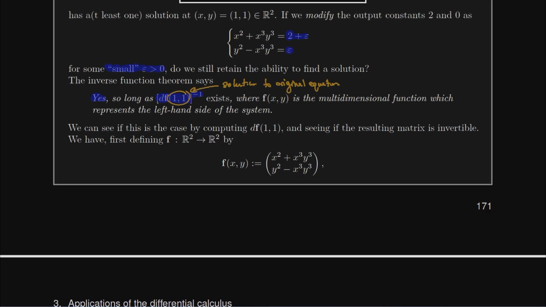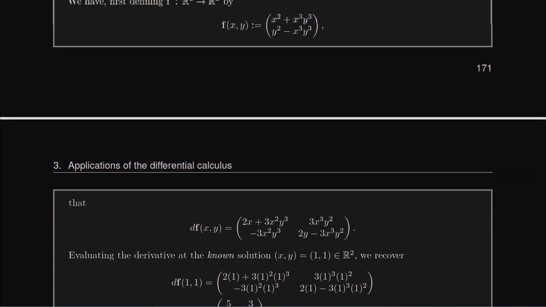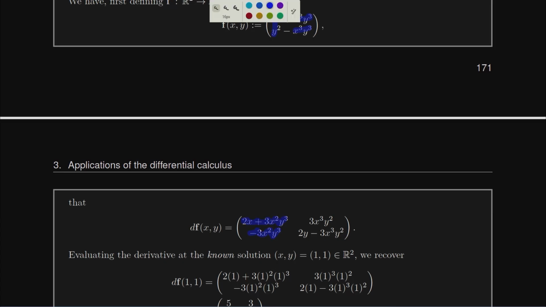To verify whether this is possible here, we once again take the entire left-hand side and consider it as a function of two variables. Then we compute its total derivative. Taking partial x of the entire function on the left gives me 2x plus 3x squared y cubed, as well as negative 3x squared y cubed. Then I do partial y on the right side of my total derivative, and I get 3x cubed y squared and 2y minus 3x cubed y squared.